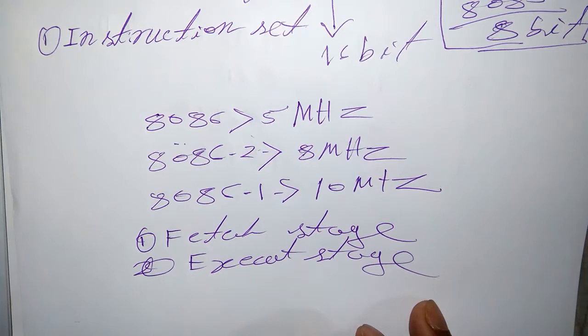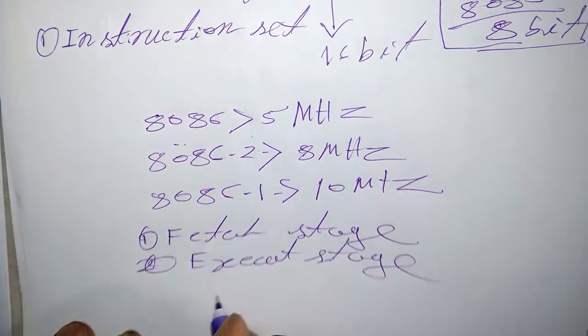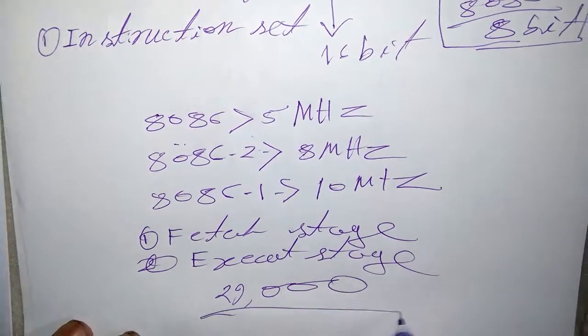In 8086 it has 256 vector interrupts. It consists of 29,000 transistors.